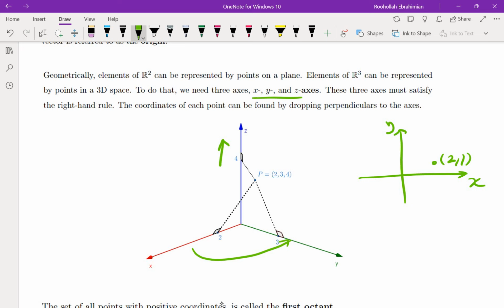The coordinates of each point in the 3-dimensional space can be found by dropping perpendiculars to the axes. So we take a point P, we drop perpendiculars. Whatever numbers we get here are going to be the coordinates. So in this example, 2, 3, 4 are the coordinates of this point P.